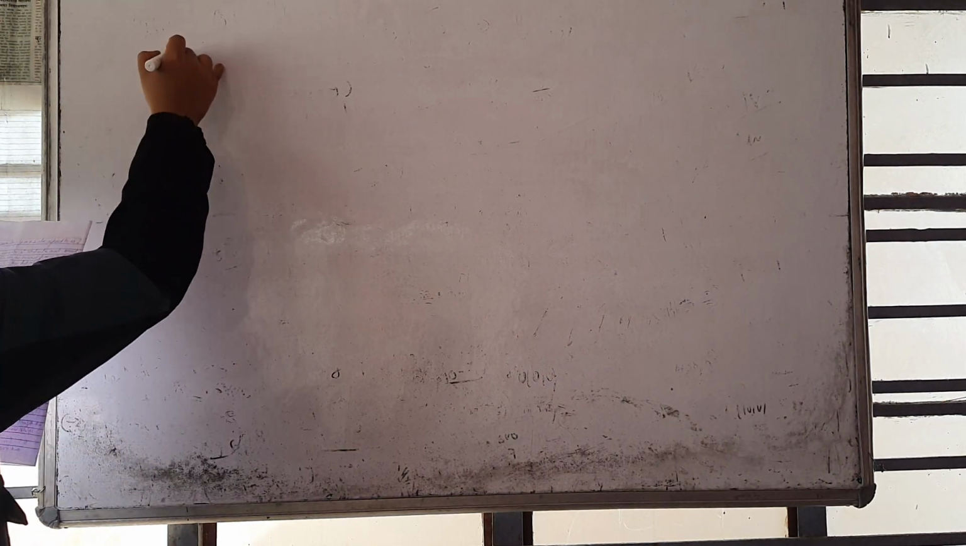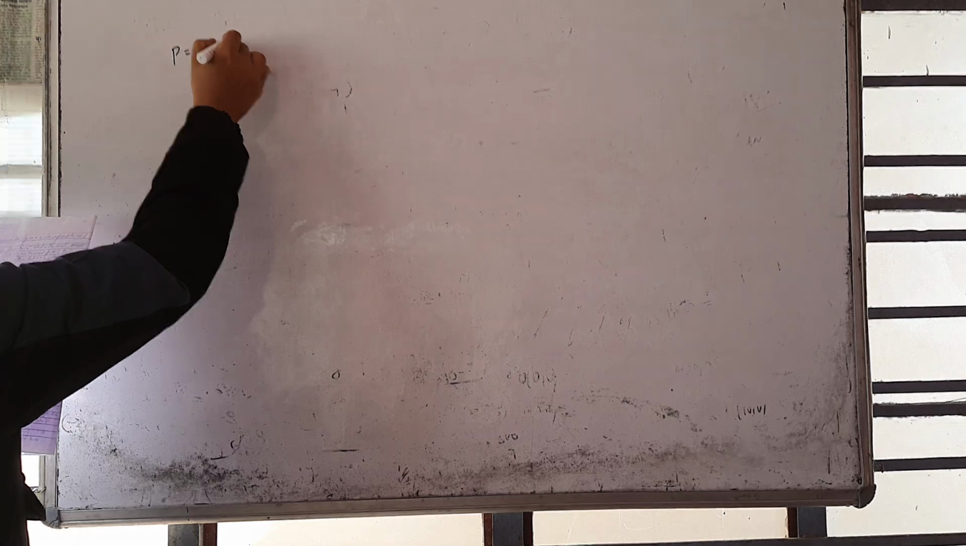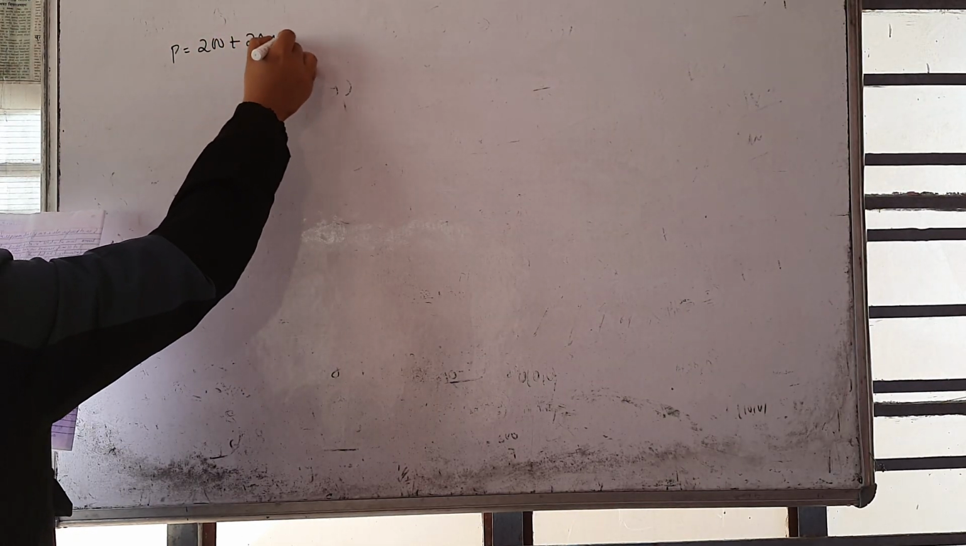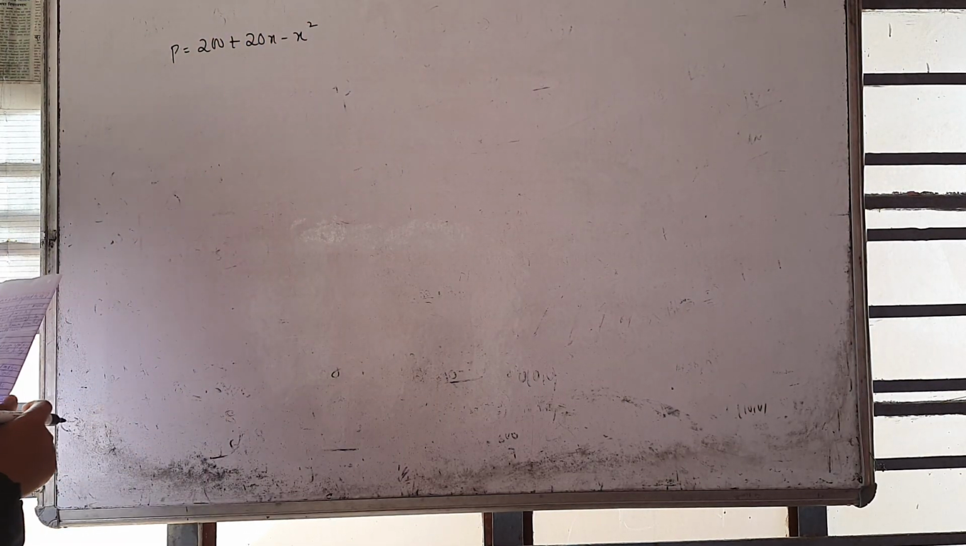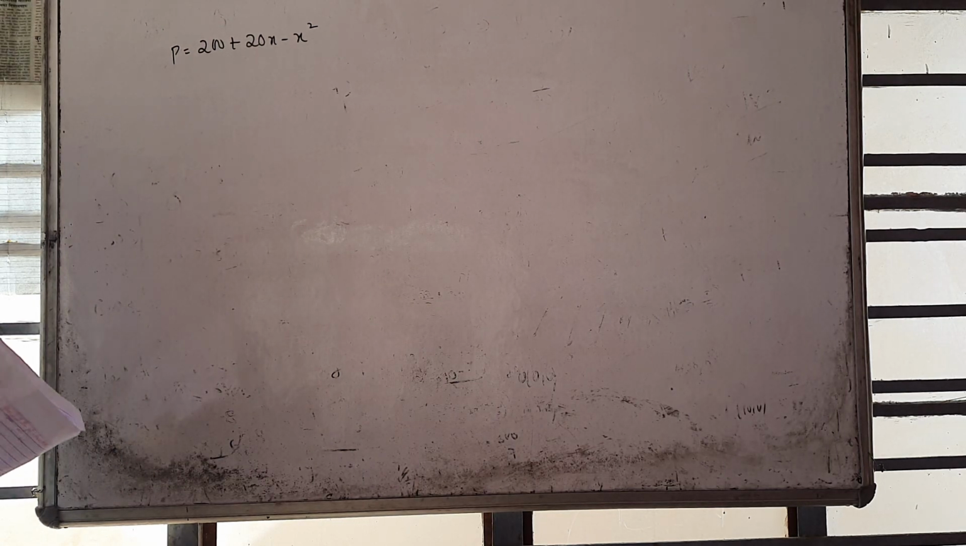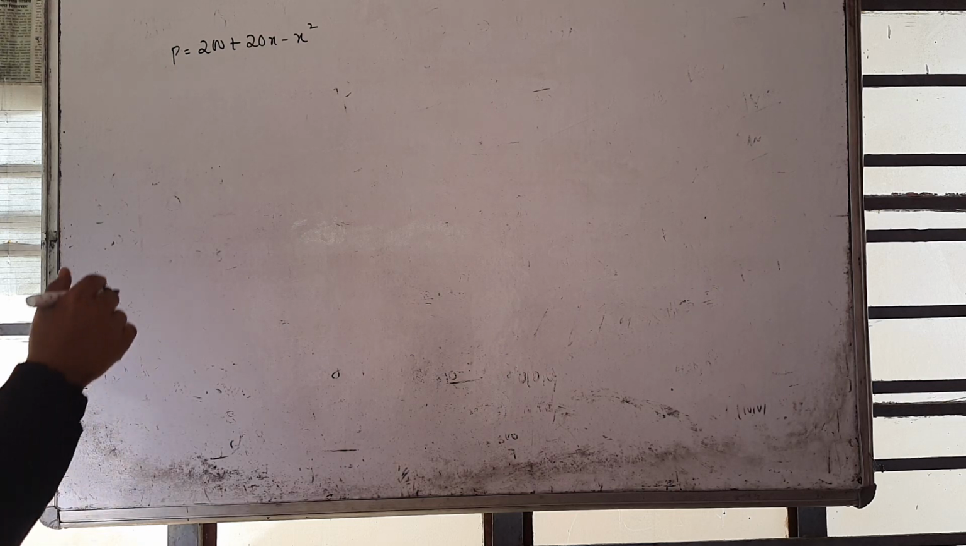Okay, now see the demand function, please listen. The demand function is P equal to 200 plus 20x minus x square. What is the exact amount of increase in revenue? Revenue means the money which you get back after selling. Is it clear? So when the demand function is given, can't you find out the revenue?